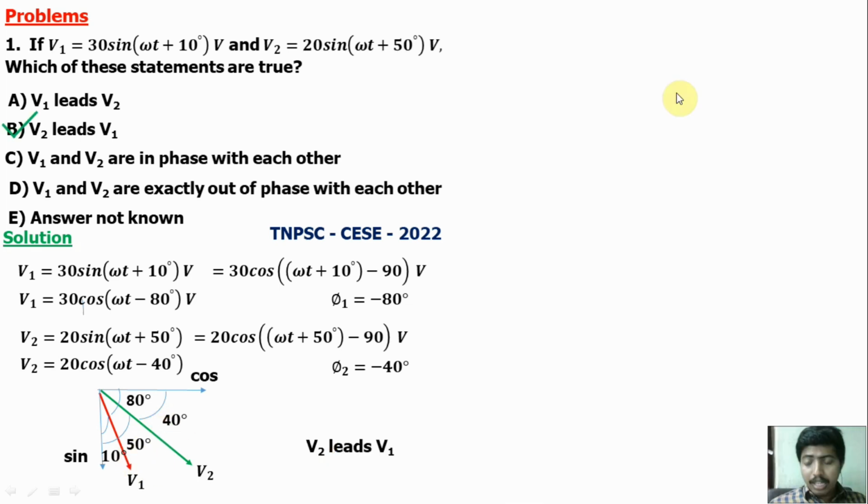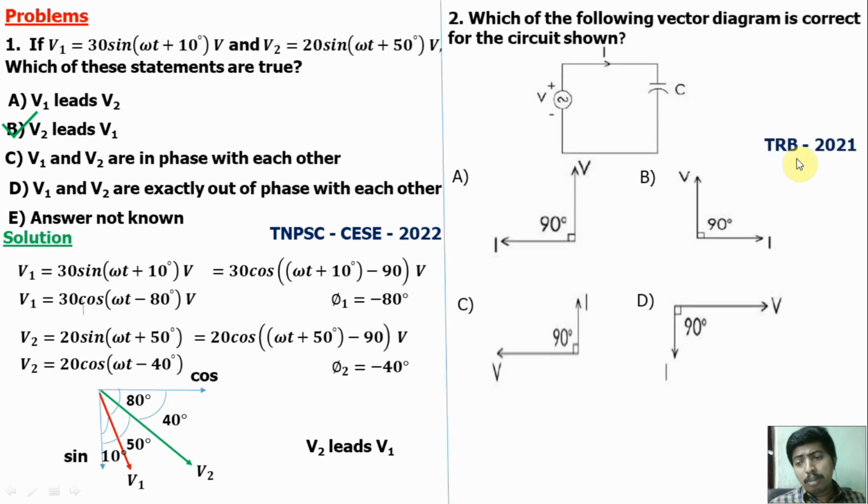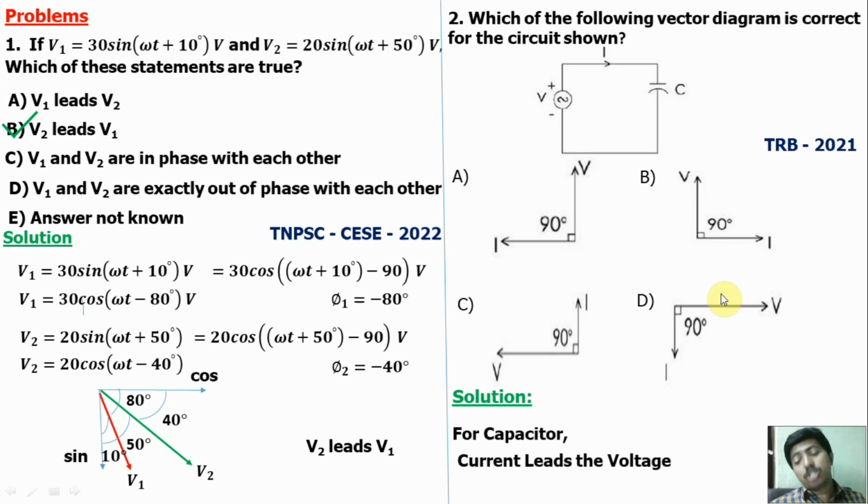Okay. Next, second question from TRB, Teachers Recruitment Board 2021. Okay. The objective of the question is we have to find the current and voltage phasor representation for the circuit. The circuit has only a capacitor. So we know that in a capacitor, current leads the voltage. Okay. Now check the options one by one.